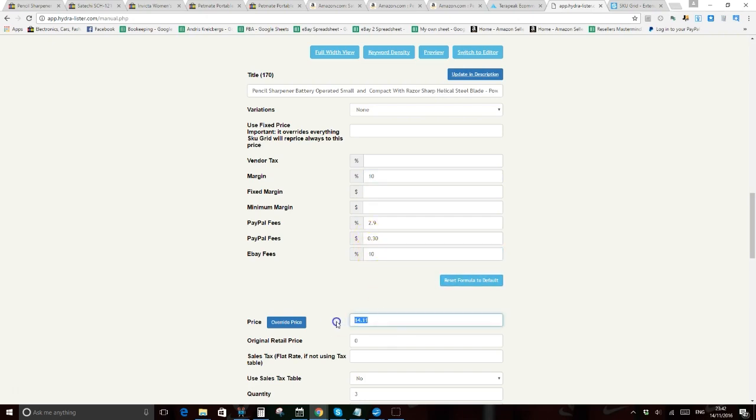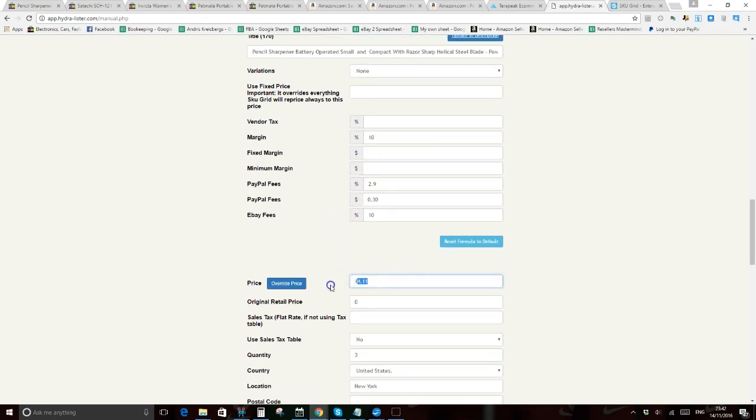Is your price competitive enough? 14.11. Watch, if I change this margin to 9, the price goes down. If I change the margin to 8, so the lower your margin is, the lower price you can have, so the more competitive you can get. But we are fine with a 10% margin. A 10% margin sort of keeps you safe with sales tax. So for this particular strategy, 14.11.